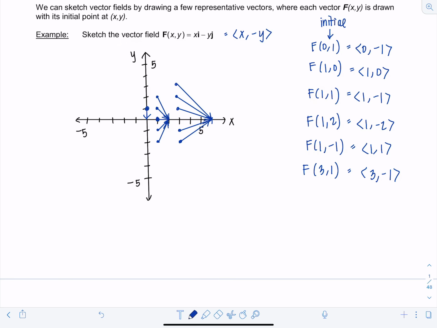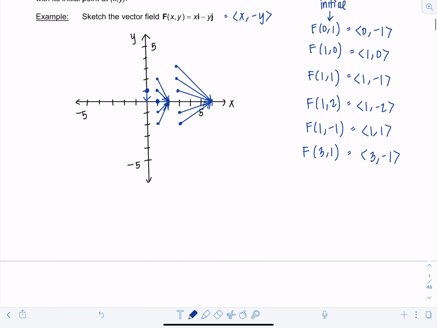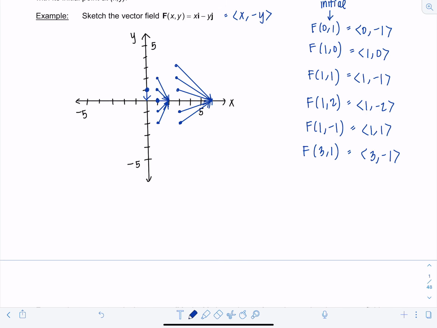All right, and I'm just arbitrarily picking points until I get a feel for what's going on, what the pattern is, how the vector field's behaving. And it could take quite a few vectors until you get a sense of what's going on.